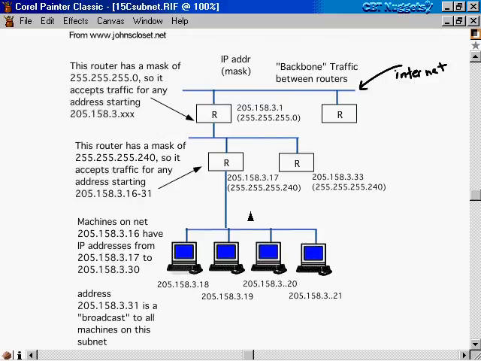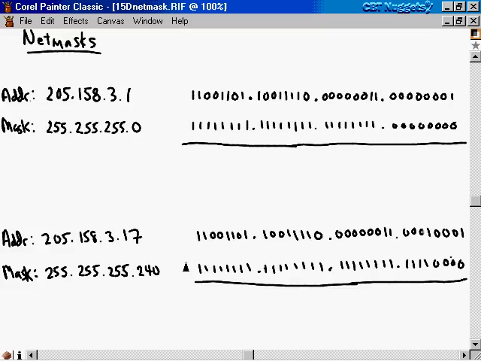Okay, so what do I mean here by applying a net mask to the message, or applying the net mask to this particular router? Well, let's go over to this other diagram here. The address of the router is 205.158.3.1, and that's that number written out in binary. The net mask is 255.255.255.0, and that's that number written out in binary.